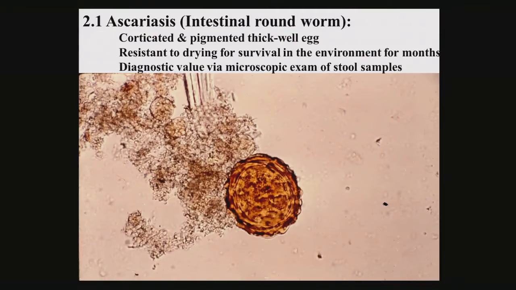The picture you see here is the egg, and these are heavily protected by certain material that is resistant and can prevent evaporation, so the cell inside can survive for that long, for 3 months. This is the major item important for diagnosis. You do the stool examination, you find this, and you have your diagnosis.